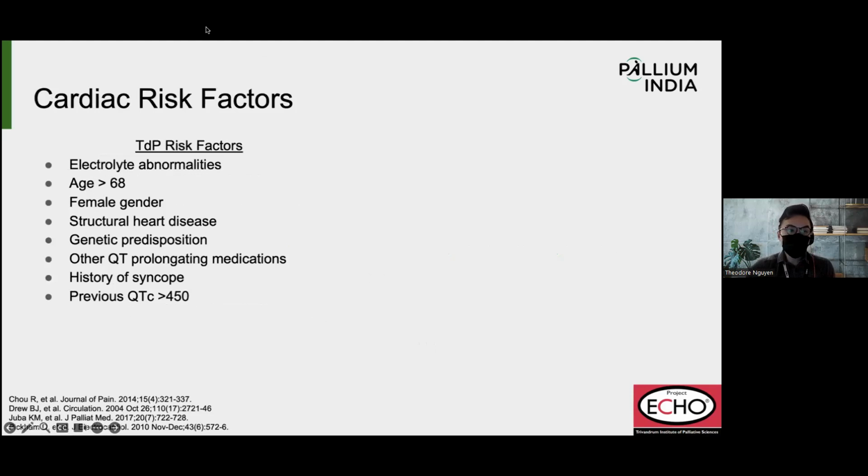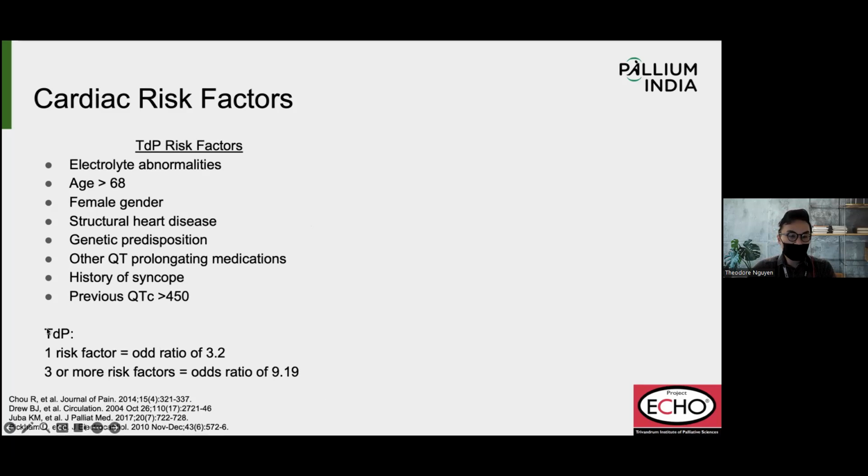And now going on to some monitoring parameters. When we look at methadone, we mentioned risk for QT prolongation or torsades. So things that we look out for as potential torsades risk factors are electrolyte abnormalities, patients that are over the age of 68, females, people that may have structural heart disease, or genetic predispositions to torsades, or patients that may be taking other concurrent medications that can prolong the QT interval, and patients with a history of syncope and previous histories of a QTc interval over 450 milliseconds.